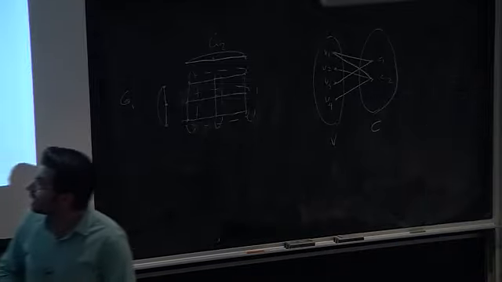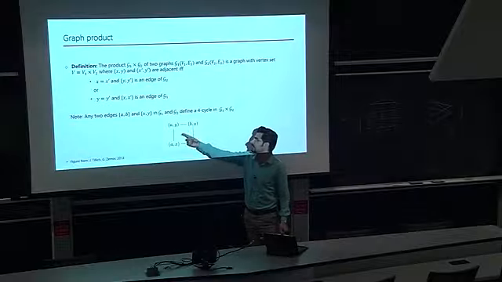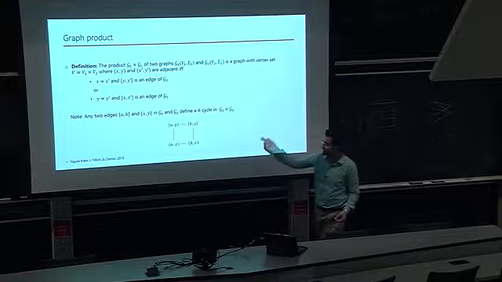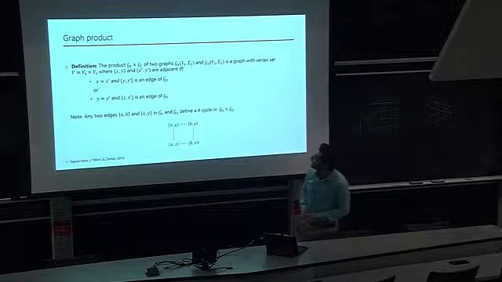Note that for any pair of edges AB and XY in G1 and G2, we have a 4-cycle. These two vertices are adjacent because they have the same second index, and AB is an edge of G1, and similarly for the rest of them. And this is the main property that is used in the construction, as we will see.